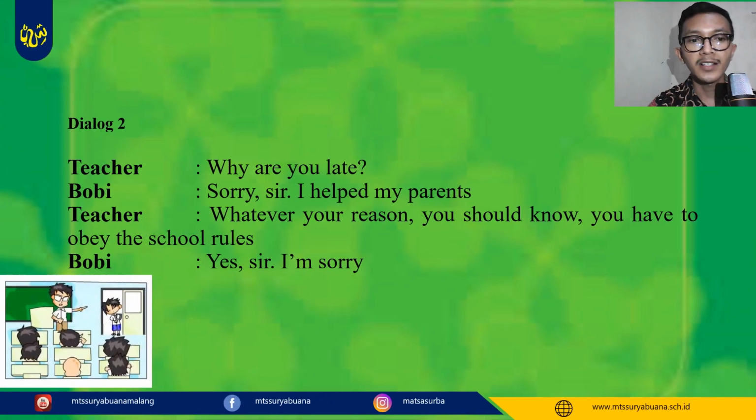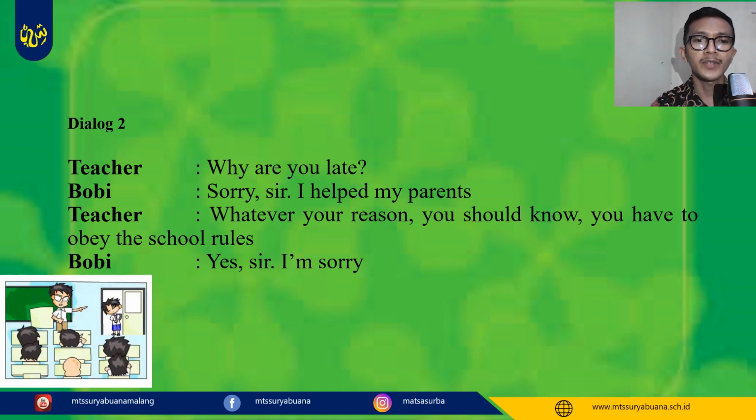Okay, dialogue 2. This dialogue is between teacher and Bobby. I will read it for you again. Okay, why are you late? Sorry sir, I helped my parents. Whatever your reason, you should know you have to obey the school rules. Yes sir, I'm sorry.